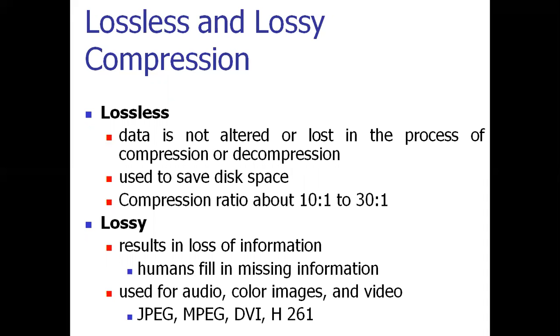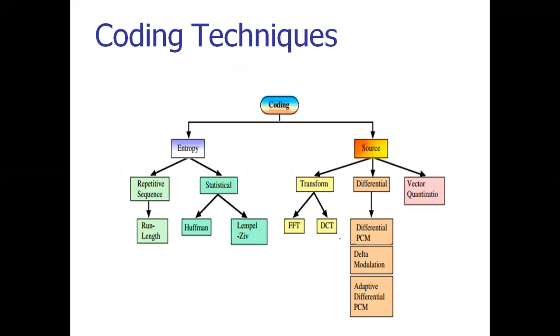When we talk of lossy compression techniques, it results in loss of information. The human fills this information with some redundant bits or some other value. It is basically used for audio, video, and color images like JPG, MPG, DVI, H261, which are some of the well-known methods. Coding techniques can be entropy based or source based.